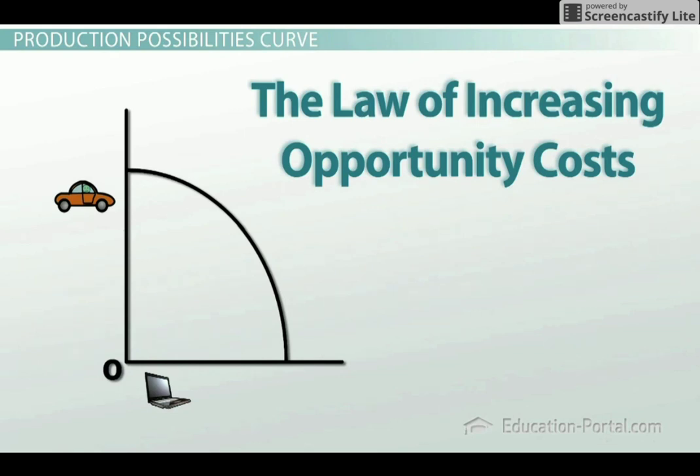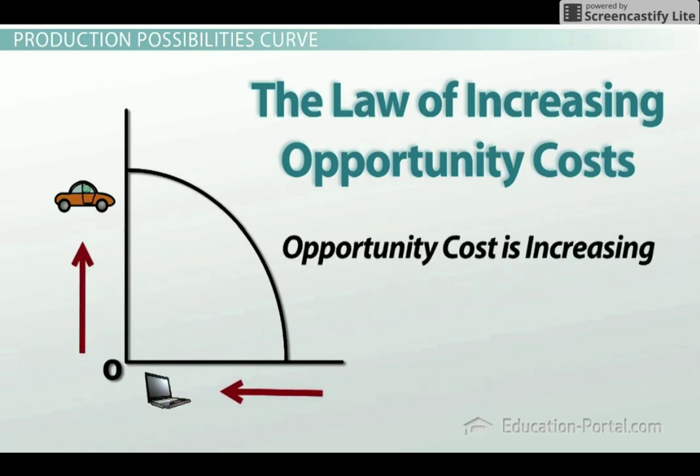Because expanding your equipment so you can make more cars instead of computers becomes more and more difficult and expensive as you continue to do it. The result is that they give up more and more computers each time they add additional cars, which means opportunity cost is increasing. As you move from one side of the curve towards the other, this dynamic of increasing opportunity cost or diminishing returns continues to happen.